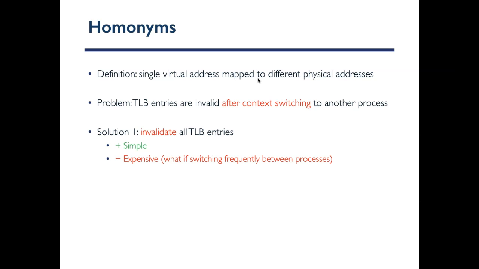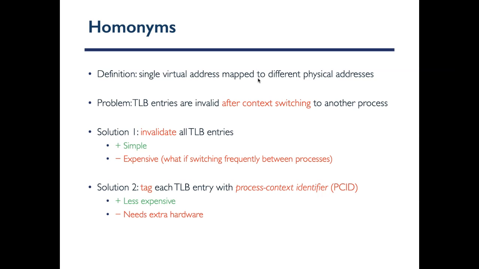But if you have flushed them, you have to cache them again, and that's a little bit expensive. Another better way to do this is to tag your TLB entries with the process context identifier. Very similar to tagging it with PID, saying that this translation belongs to this process. So every time you check the TLB, you not only check the virtual address to see if it is cached in the TLB, you also check for which process this translation is happening.